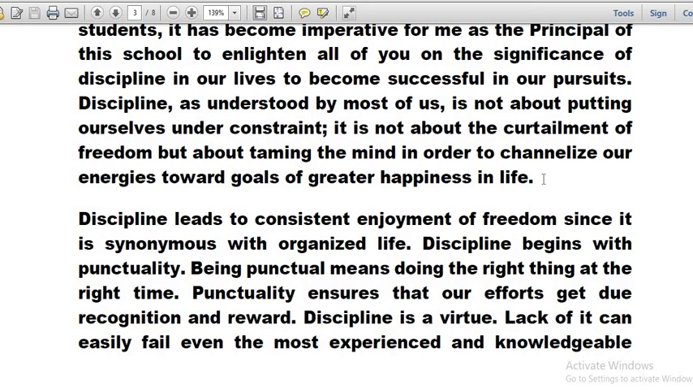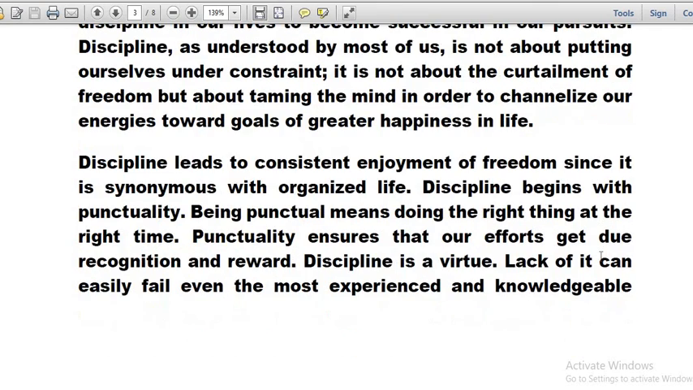Discipline is an art. It's an art to control the mind, to tame the mind, to channelize our energies towards goals of greater happiness in life, so that we can channelize our energies in the right direction. Obviously, in order to achieve greater happiness in life, we can channelize our energies in the right direction. Okay, now I guess you all understood, so let me continue.